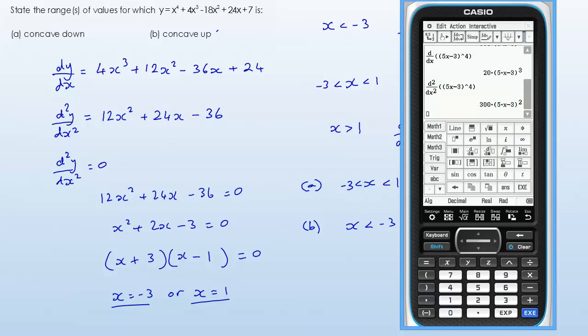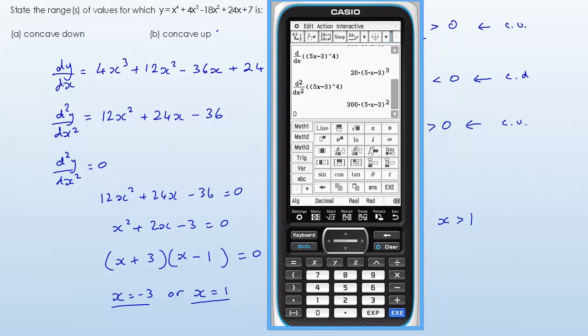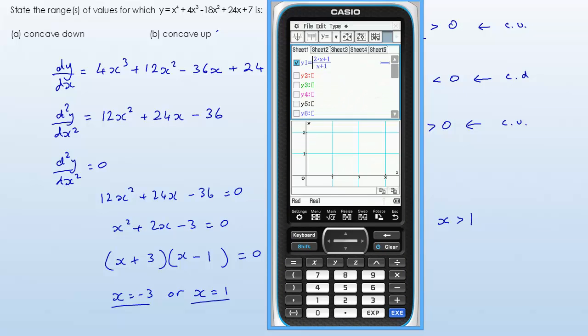Now let's just have a quick look at the curve and see if that fits our analysis. So let's go to graph and table and get rid of whatever we've got there, and then put our new curve in. So that's x to the 4, add 4x cubed, minus 18x squared, add 24x, add 7, and then let's just graph that.